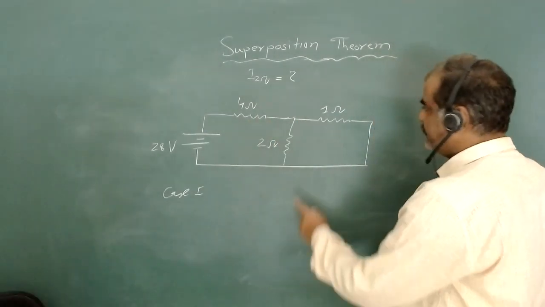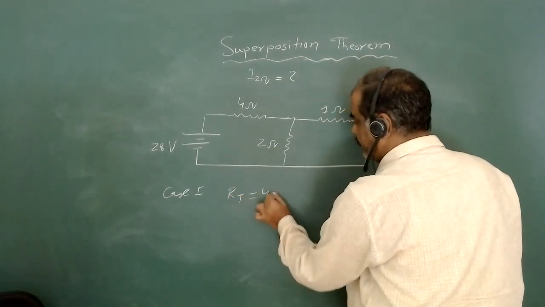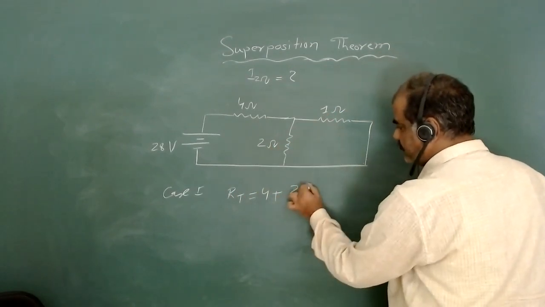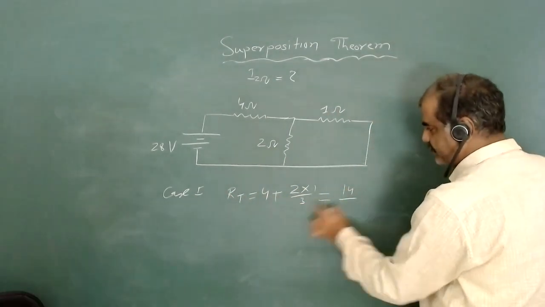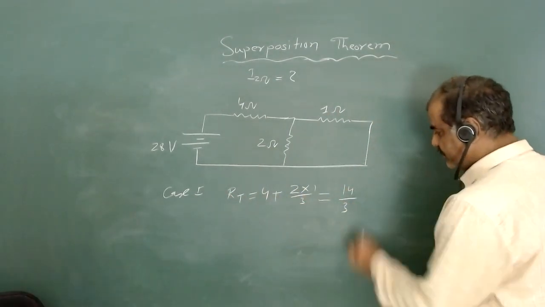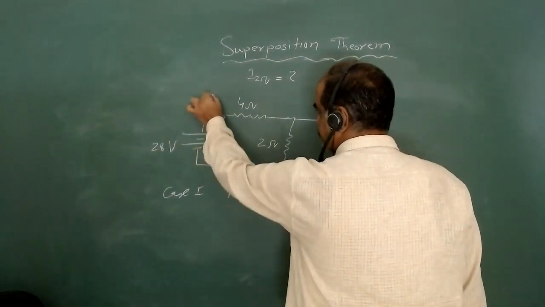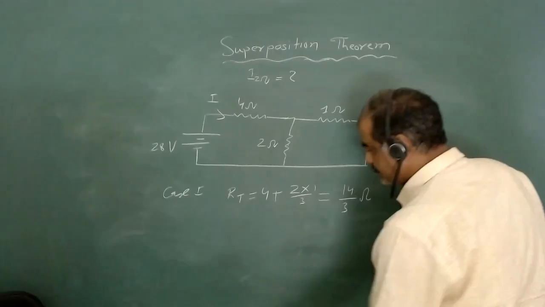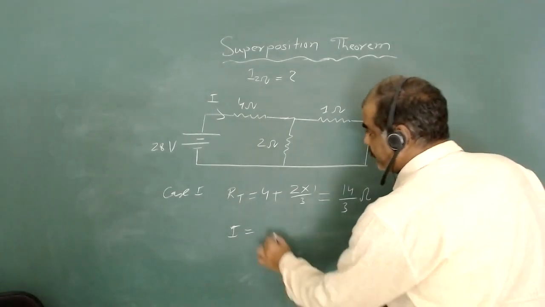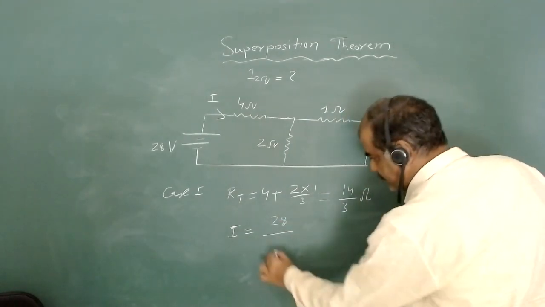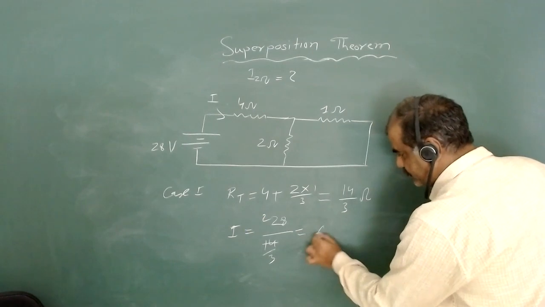So what will the total current be? The total resistance: these 2 ohm and 1 ohm resistances are in parallel, so the total resistance will be 4 plus 2 into 1 over 3, which becomes 14 by 3 ohm. This is the total resistance. So how much total current will come through this battery? Say this is I. The total current will be 28 volt divided by the total resistance, 14 upon 3, so this becomes 6 ampere.